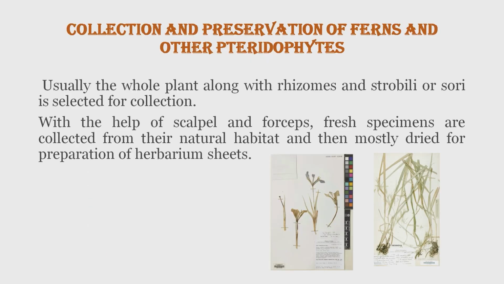So next we can go for collection of ferns and other types of pteridophytes. Usually the whole plant along with the rhizomes, strobili or sori is collected, as sori play a very important role in the identification of pteridophytes. They can be collected with the help of scalpel and forceps. Fresh specimens are collected from their natural habitat and mostly dried for preparation of herbarium sheets. You can see the pteridophytic collections.